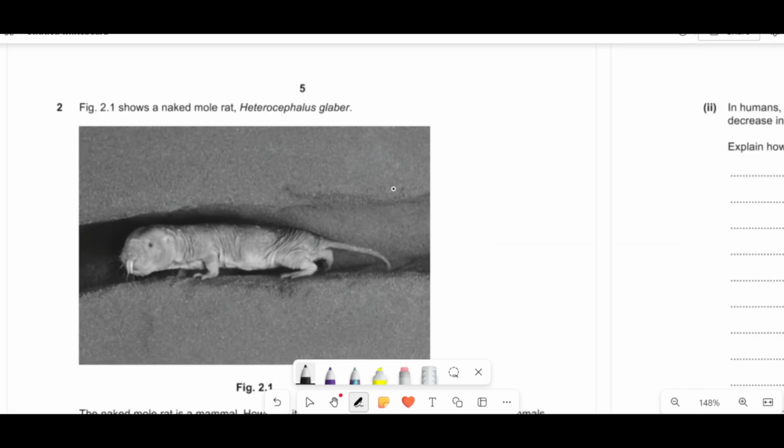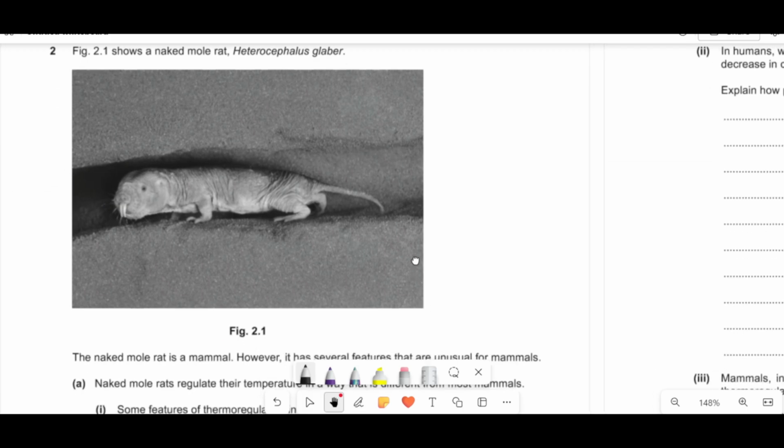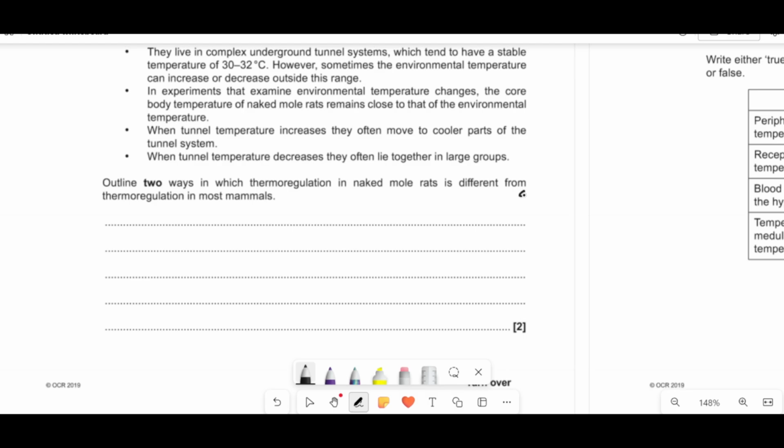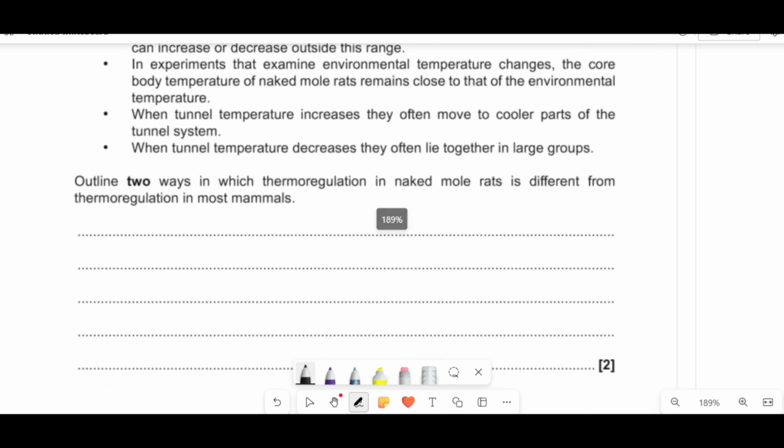That's what I'm thinking. So figure 2.1 shows a naked mole rat. Fine. The naked mole rat is a mammal, however, it has several features that are unusual for mammals. So they regulate the temperature in a way that's different from most mammals. Some of the thermoregulation in naked mole rats is as follows. They live in complex underground tunnel systems which have a stable temperature of this. However, sometimes the environmental temperature can increase or decrease outside this range. In experiments that examine environmental temperature changes, the core body temperature of naked mole rats remains close to that of the environmental temperature. When the tunnel temperature increases, they often move to cooler parts, and when the tunnel temperature decreases, they often lie together in large groups. Outline 2 ways in which this is different to thermoregulation in most mammals.